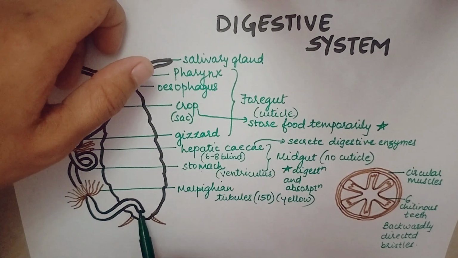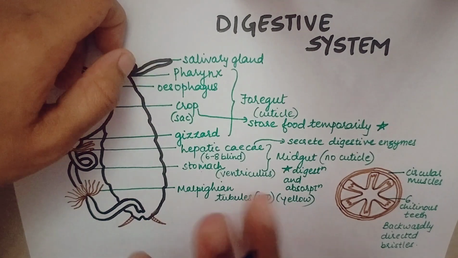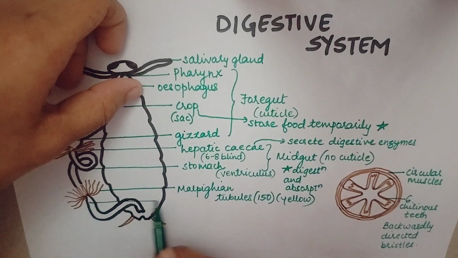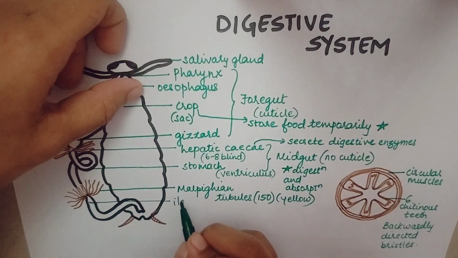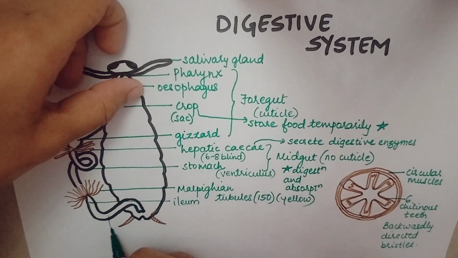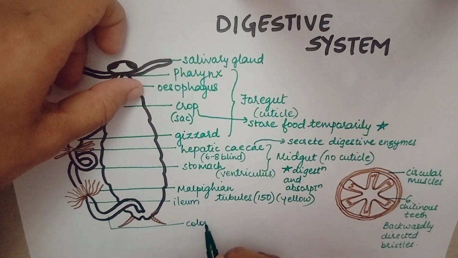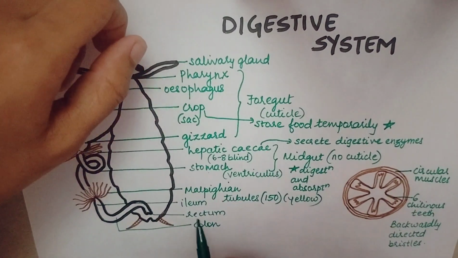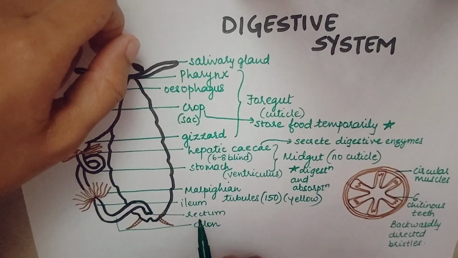See, here starts the hindgut. Hindgut consists of three things. It consists of the first part over here, it is ileum. Second part is colon. And the third end part is the rectum. So hindgut consists of ileum, colon and rectum.